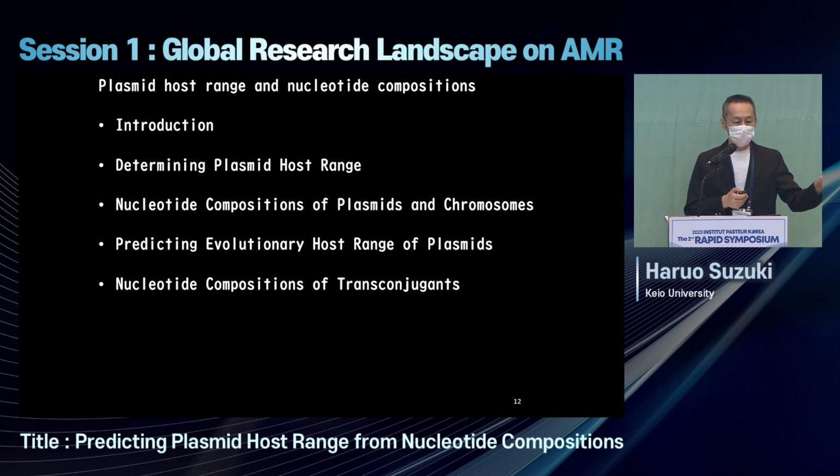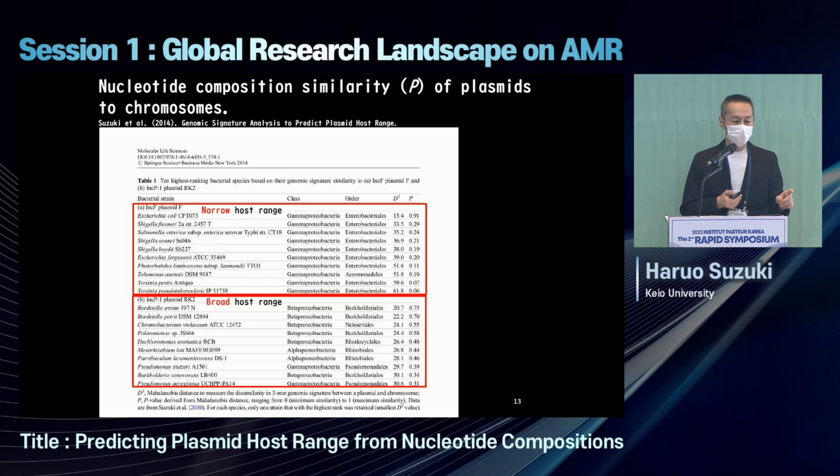Next, we predict the evolutionary host range of plasmids. This nucleotide composition can be used for predicting plasmid host range because plasmids tend to be similar in oligonucleotide composition to their host. This means plasmids have acquired the host nucleotide composition over evolutionary time. So we can apply this for predicting different plasmid host ranges.